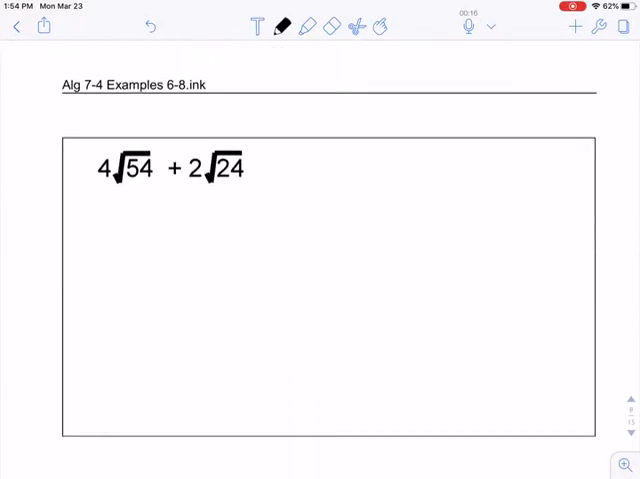All right, this one here is going to be the same type of problem. I want you guys to pause the screen and see if you can figure this out. Okay, welcome back.